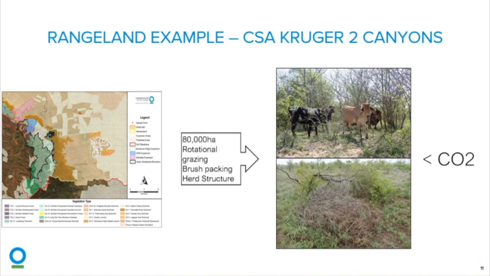This project will hopefully cover 80,000 hectares of communal rangeland. Its core activities are switching from continuous to rotational grazing, brush packing of bare patches, and changing the herd structure to younger animals. The ultimate goal of the project is to increase the herbaceous cover, and this will then lead to increased soil organic carbon sequestration.